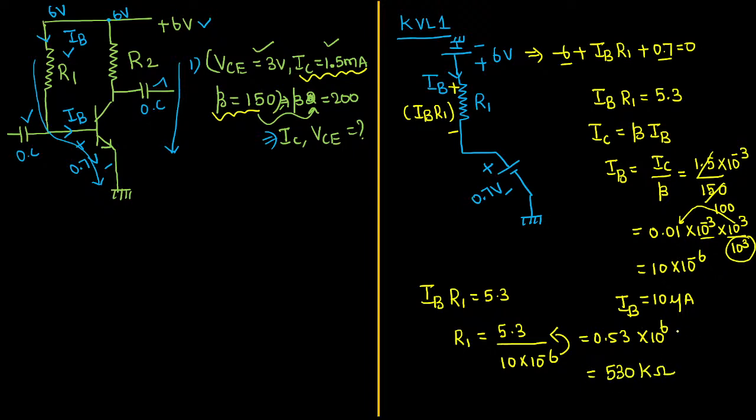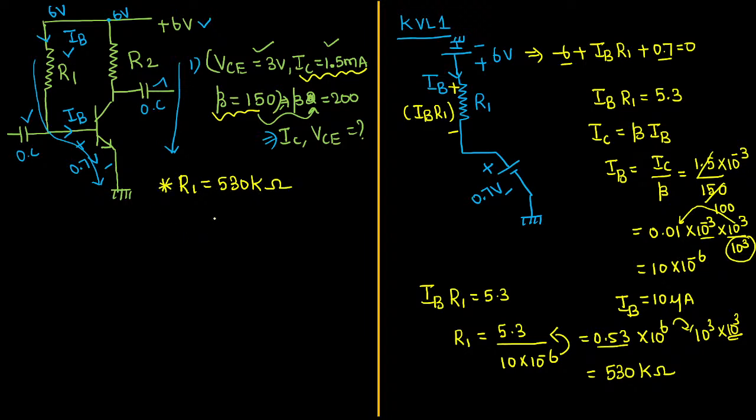How did I do this? 10 power 6 can be broken into 10 power 3 into 10 power 3. I am multiplying this 0.53 by 1000, so it will become 530. 10 power 3 can be written as kilo. So the value of R1 we found is going to be 530 kilo ohm. One conclusion is over. Yes, sir.